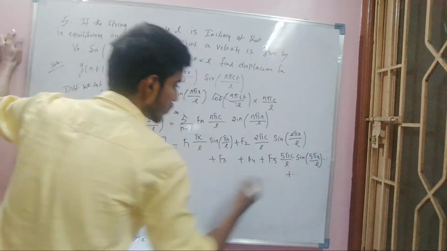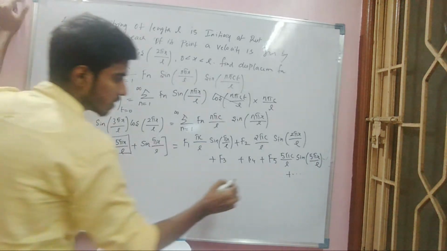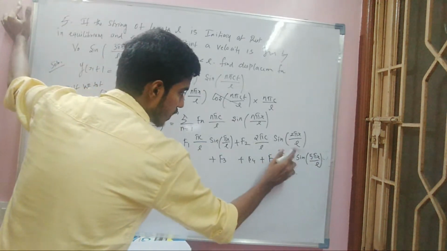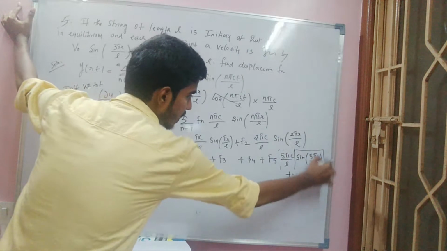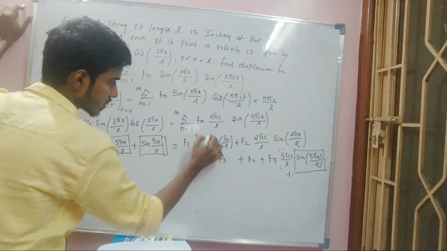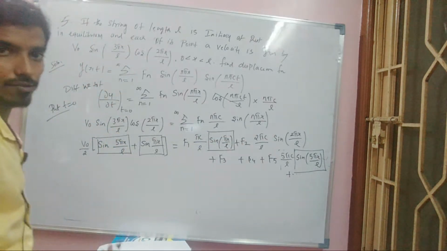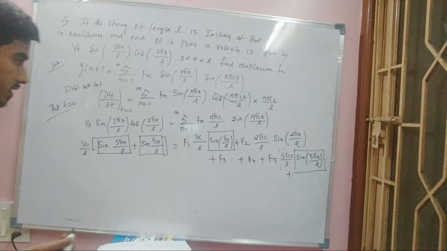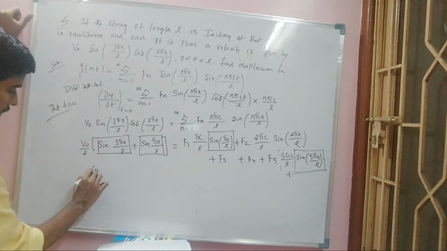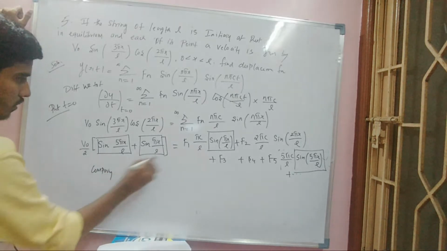So when you compare this, you can see here we will have sin 5πx by L. That means we will have some non-zero numbers for f5, and here we will have sin πx by L, so again some non-zero numbers for f1. So here we will have only f1 and f5. In the previous problem we had f1 and f3. So comparing, first we will find f1.